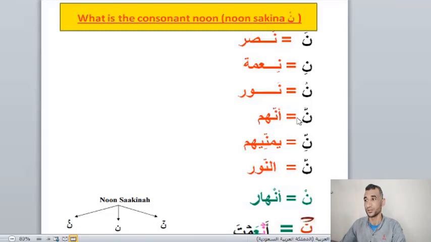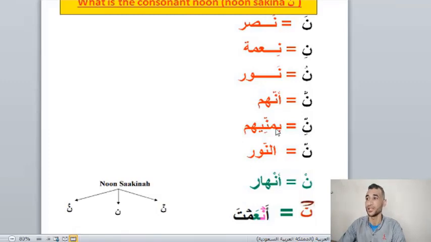The next letter of noon is the letter noon with stress or shadda, and there is a kasra under it. So for example, you should pronounce it like yumanni, yumannihim. There is a shadda on the letter noon, and there is a kasra under it. After the shadda and after you pronounce the ghunna, you should pronounce the kasra, okay? You should say yumannihim.